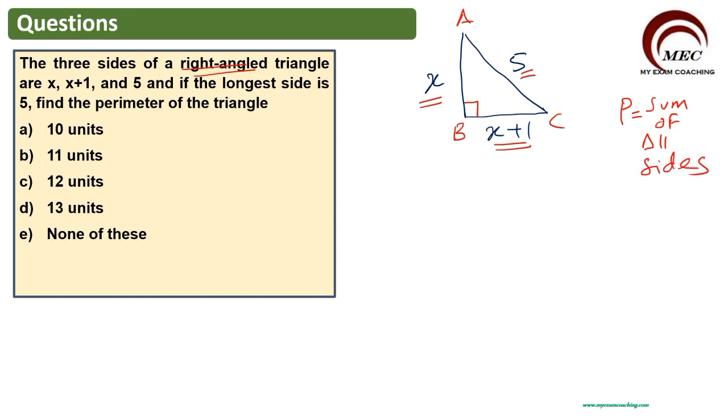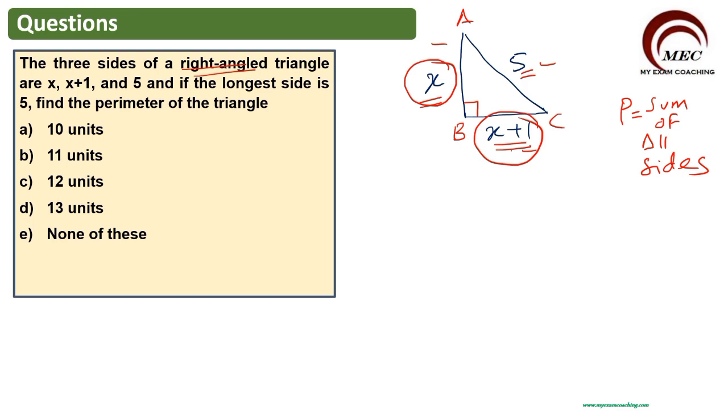If you want to find the sum of all sides, first you should understand what is x, then you should know what is x plus 1. Then we have to add x, x plus 1 and 5, and then we will get the perimeter. So first we need to find out x. How to find out x? Here we have a formula.